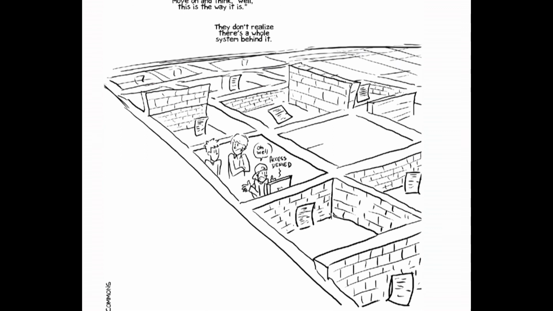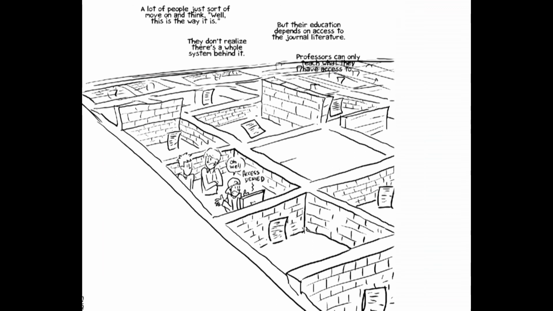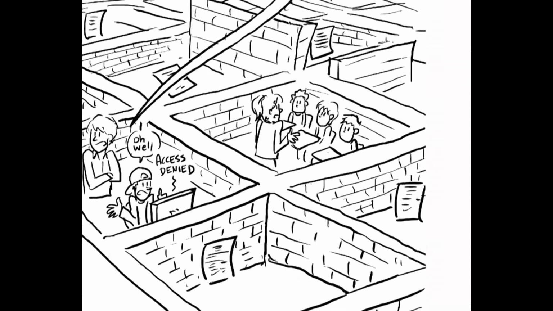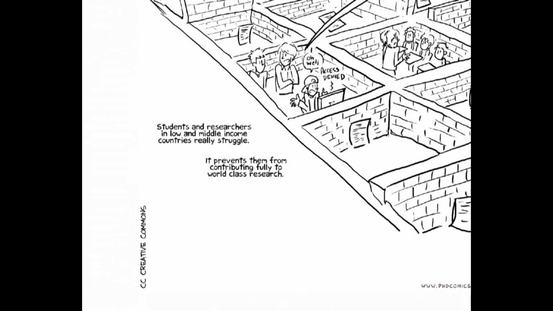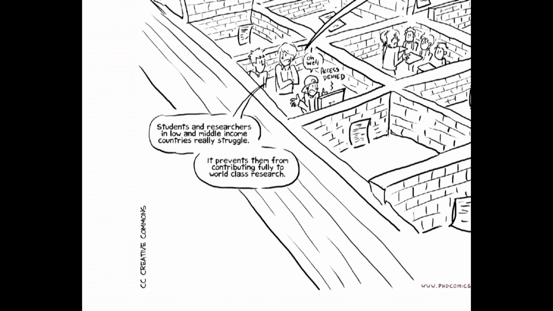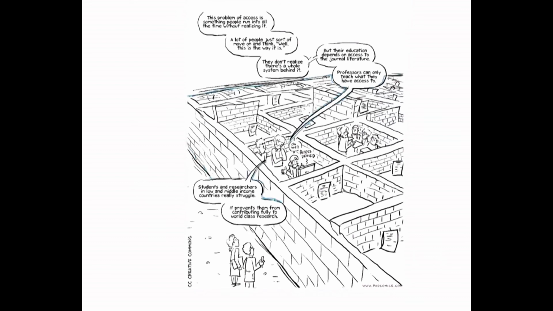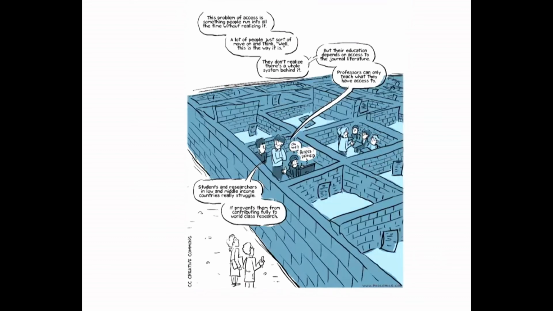And I think students' educations literally depend on access to the journal literature. Professors can only teach what they have access to. If you look at less wealthy countries, like low and middle income countries, they really, really struggle to get access. And so that's a real impediment that prevents researchers in those countries from being able to contribute fully or do world-class research.